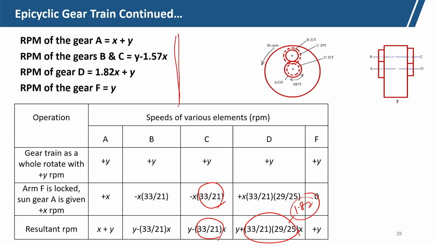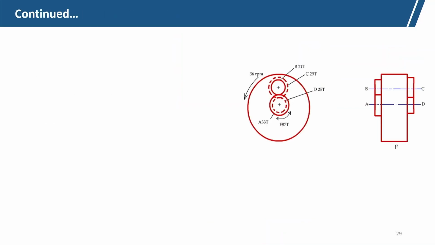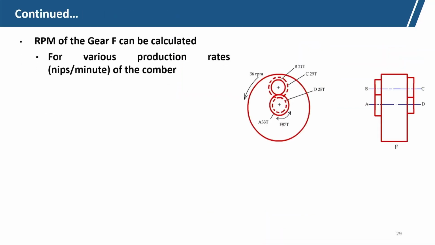If we use the actual RPM, we can calculate the speed of each and every component. Now, let us see. The RPM of gear A can be calculated; gear F has a unidirectional speed, which comes from the speed of the machine and the gear ratio.